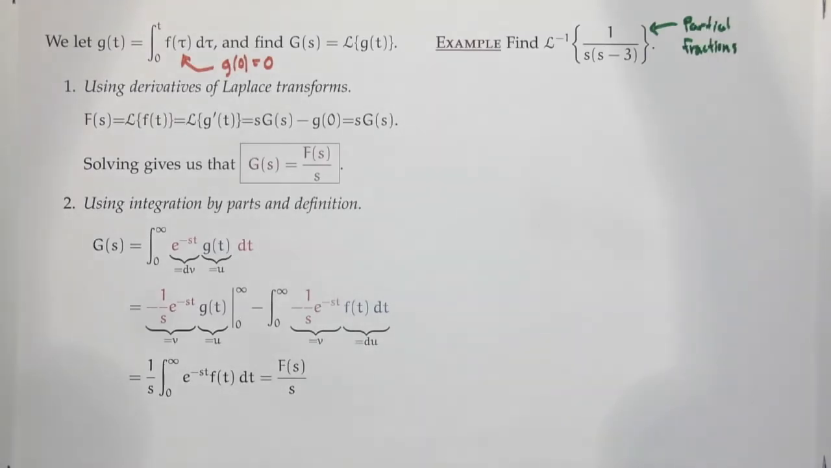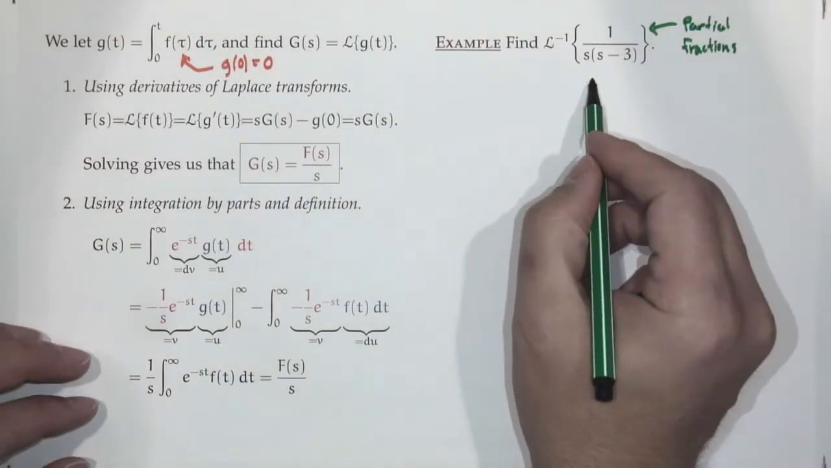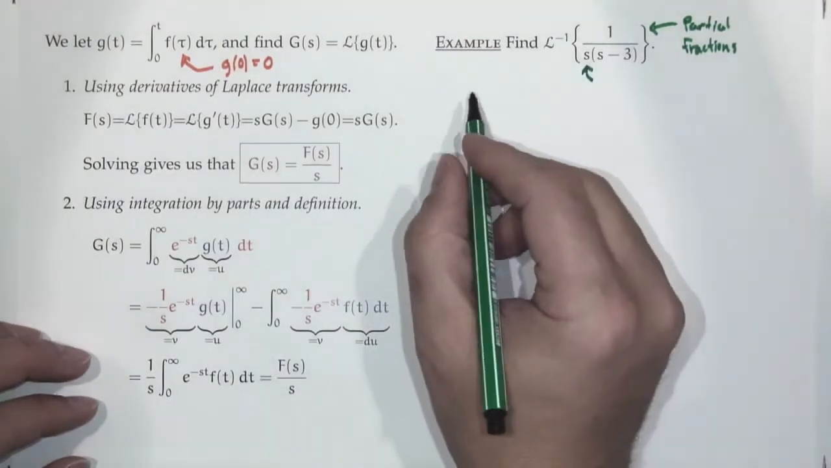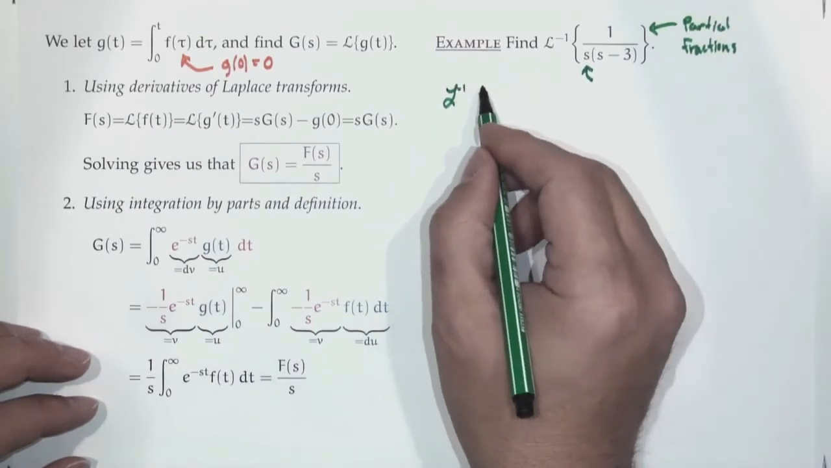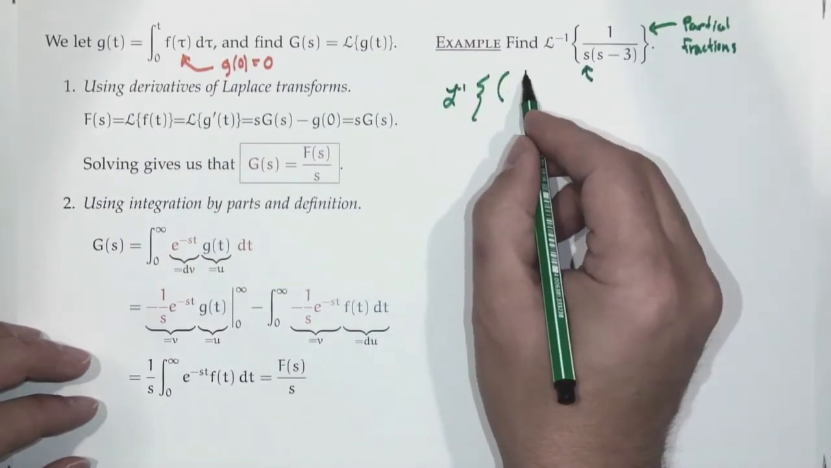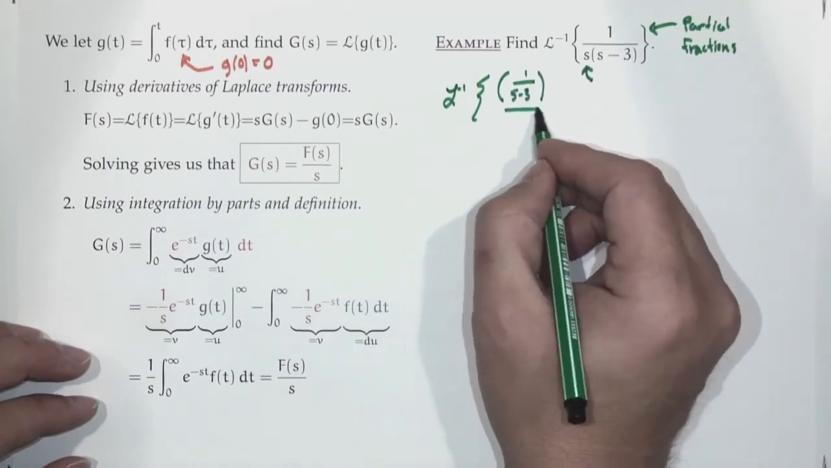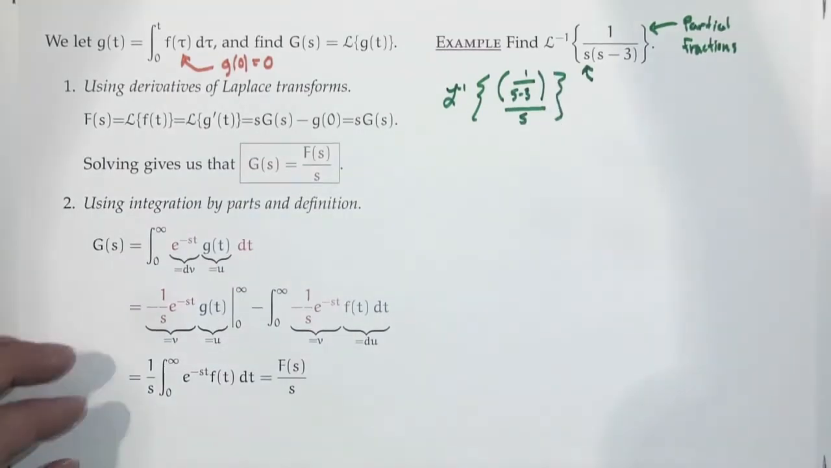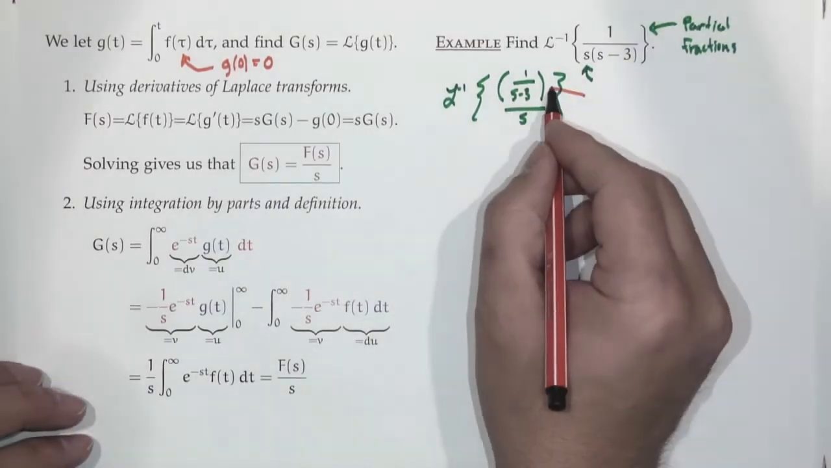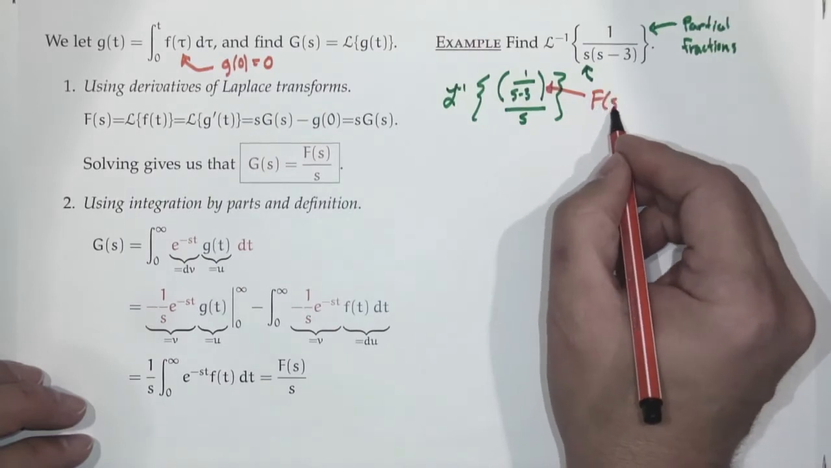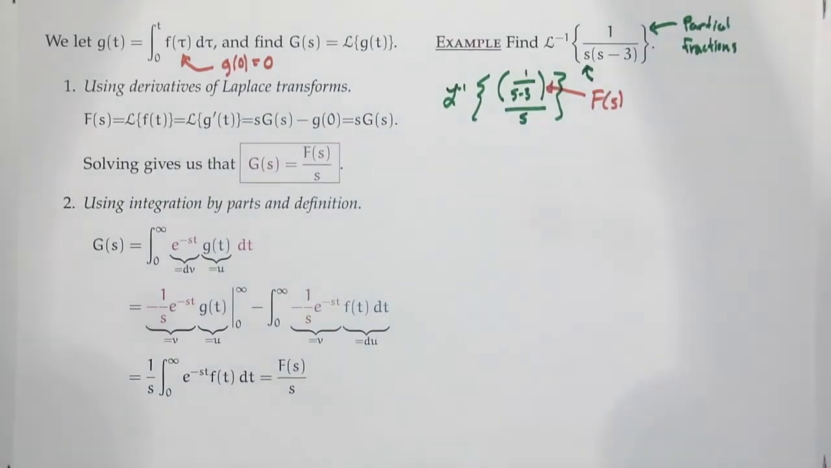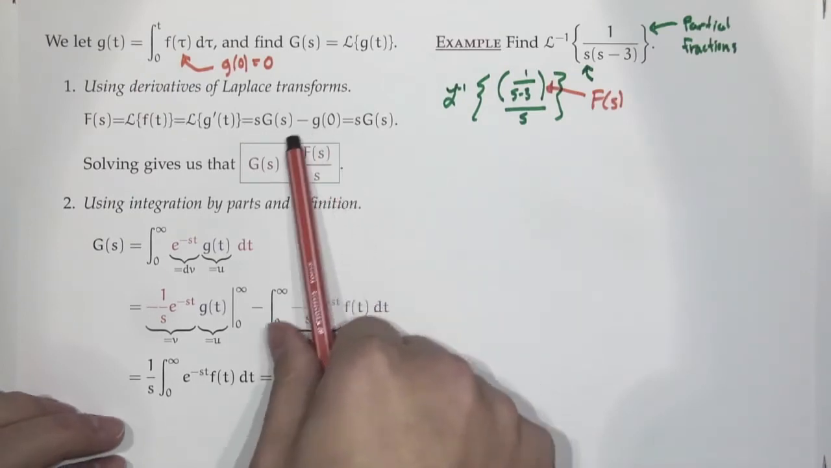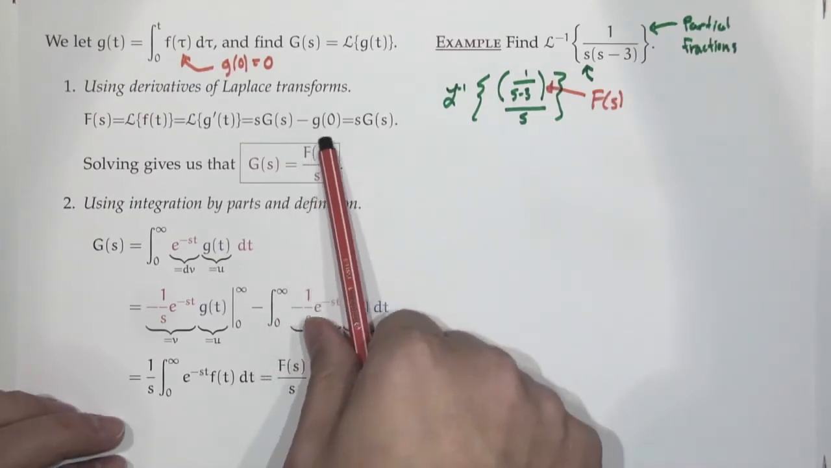Well, the idea is to say, well, you see this s here. We can really think of this as the Laplace inverse of, and then our function is 1 over s minus 3 over s. So in other words, I'm thinking of here, this part is my capital F of s. All right. So I've written it in this form, F of s over s.